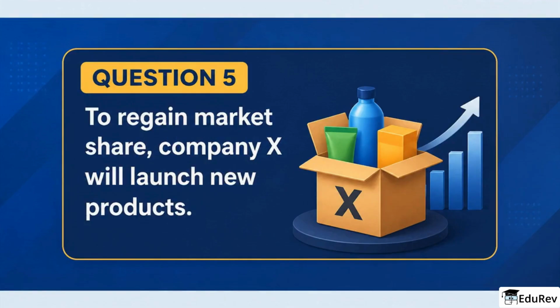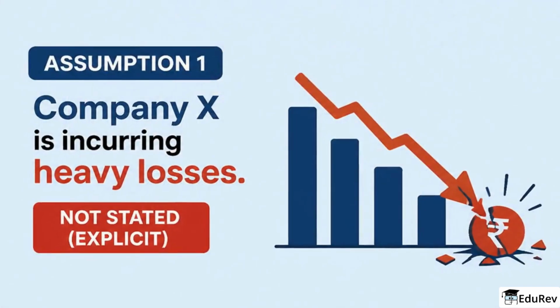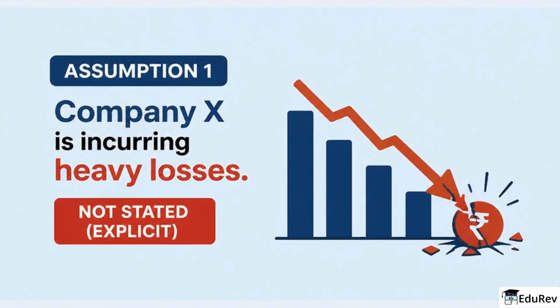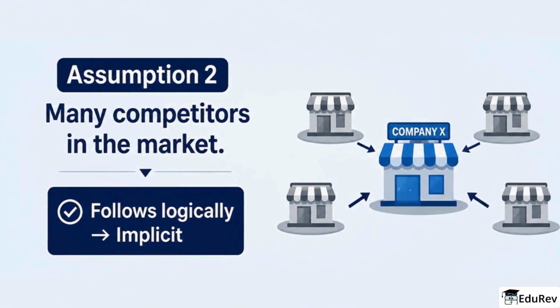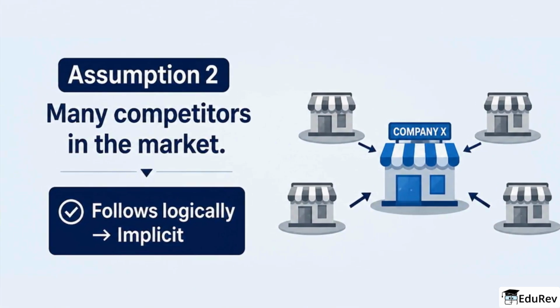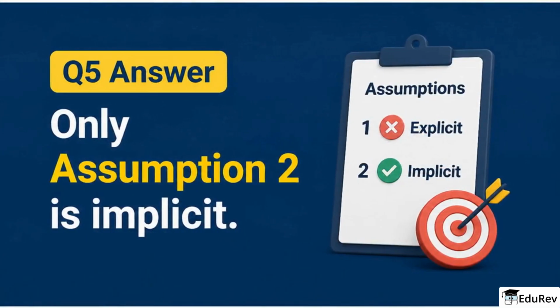Question number 5. The statement says, to regain market share, company X will launch new products. Assumption 1 says, company X is incurring heavy losses. This is not stated and is explicit. Assumption 2 says, there are many competitors in the market. This follows logically, so it is implicit. Answer for question 5. Only assumption 2 is implicit.